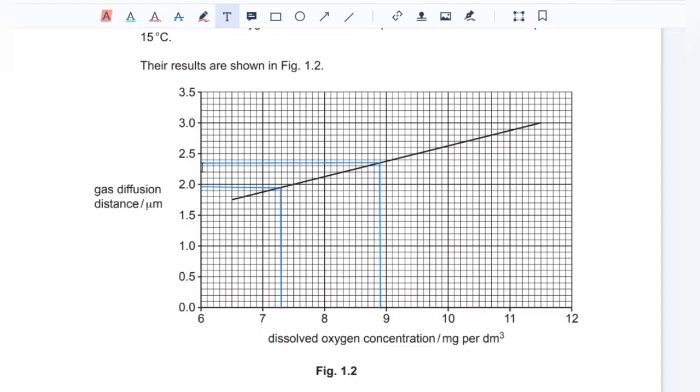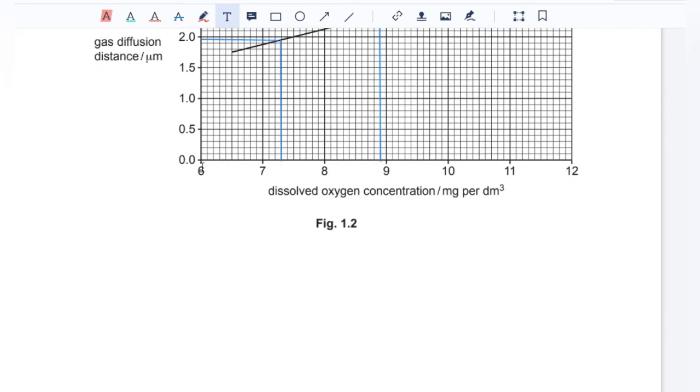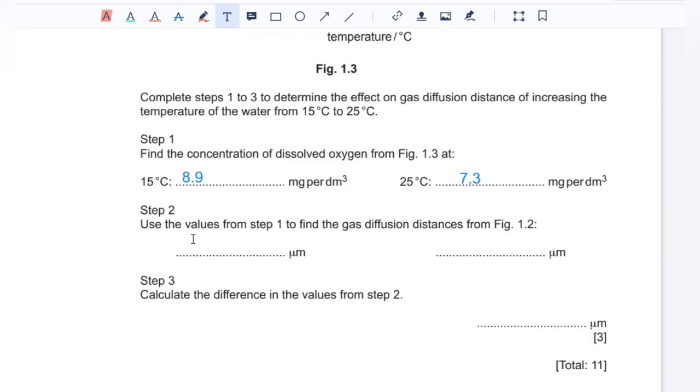2.35 micrometers of gas diffusion distance. So you've got 2.35 for 15 degrees Celsius and 1.95 for 25 degrees Celsius, and the difference between the two values would be 2.35 minus 1.95, which is 0.4 micrometers.